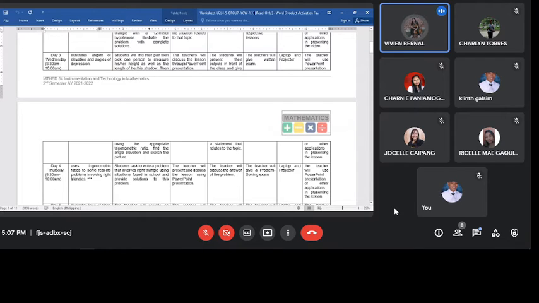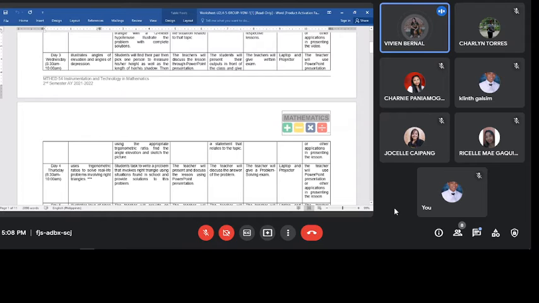For day 4, which is Thursday, 8:30 a.m. to 10 a.m., the learning competency is uses trigonometric ratios to solve real-life problems involving right triangles. For contextualization, students are tasked to write a problem that involves a right triangle using situations found in the school and provide solutions to this problem.